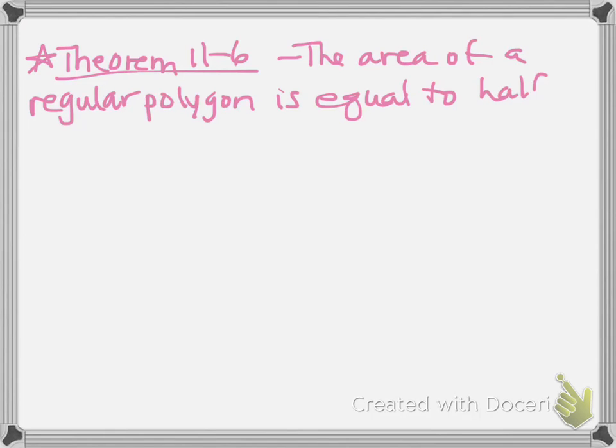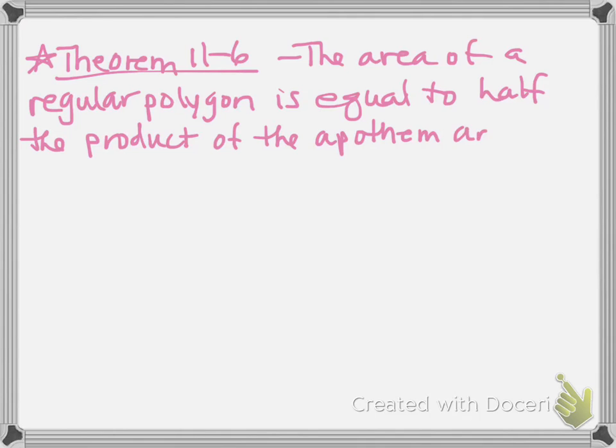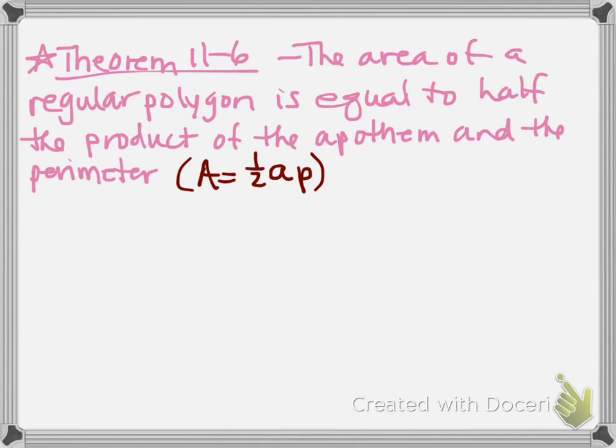So a square is equal, but we have a better formula for the area of a square, to half the product of the apothem and the perimeter. In other words, A equals, so capital A for area equals 1/2, and apothem, by the way, is a little a, and P stands for perimeter.